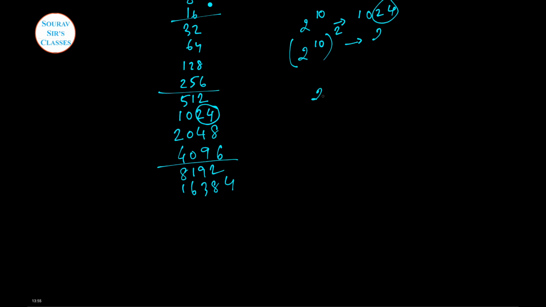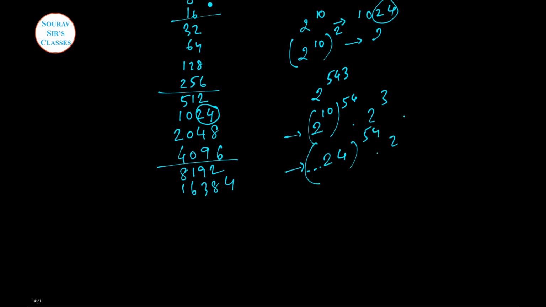So for example, 2 to the power 543 is there. First you have to go to 10. 2 to the power 10, easy. Into, you just multiply 54, so 540 and 2 cube. 2 to the power 10 always ends up as 24. I am just doing the last digit. Whole to the power 54, 2 cube.